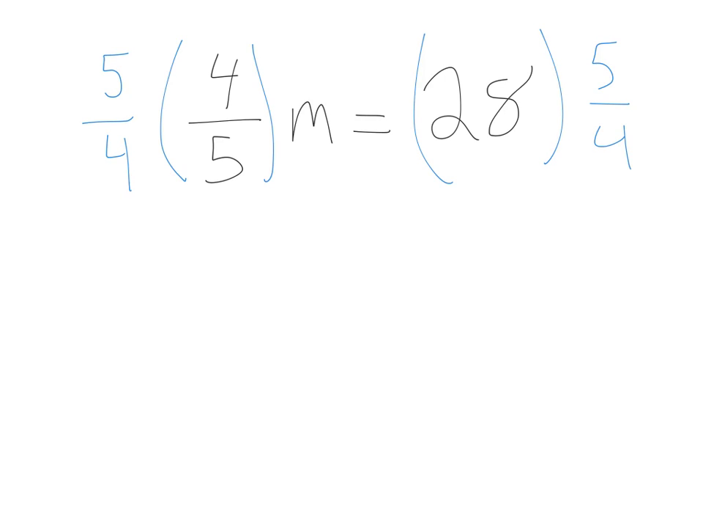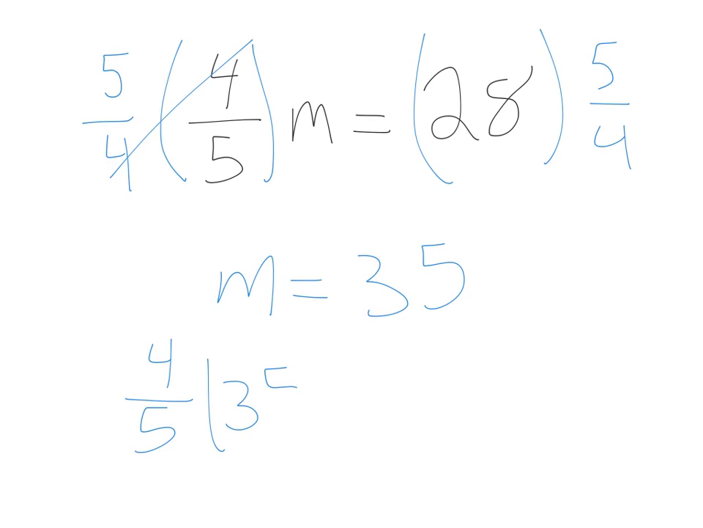4/5 times 5/4 cancels out to 1, so that just leaves us with m here. 28 times 5/4: the easiest way to do this is 28 divided by 4, which is 7. 7 times 5 is 35. So m should equal 35. And then if we go back through the process, 4/5 of 35 is in fact 28. So that checks out.